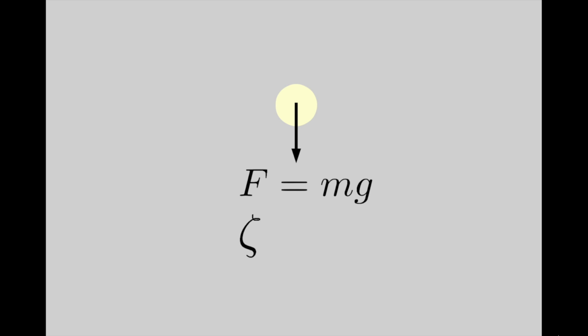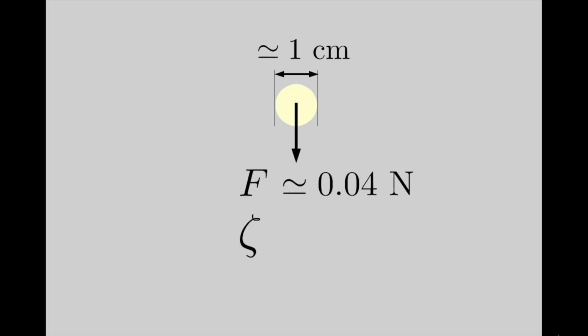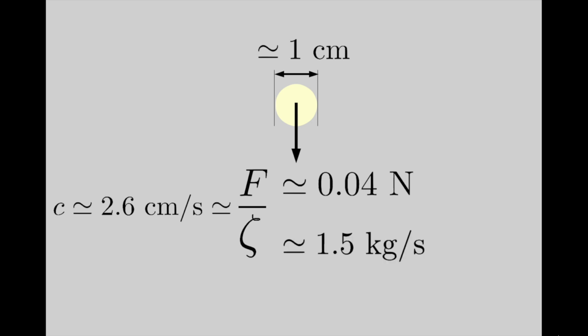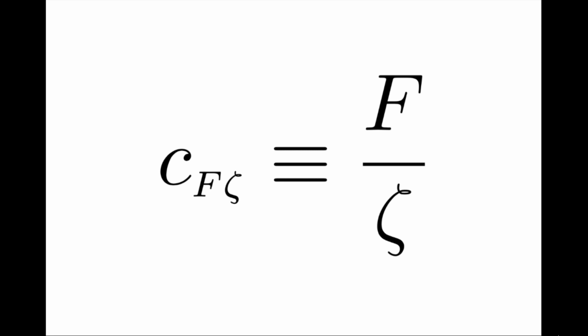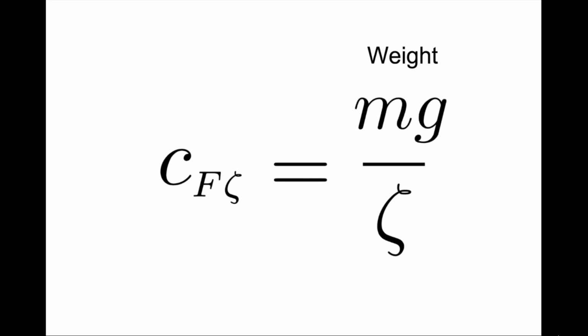For a ball of steel with a diameter of 1 centimeter, the weight is around 0.04 newtons, and the speed in syrup around 2.6 centimeters per second, which is the ratio of the driving force and the friction, which must then be around 1.5 kilograms per second. In this example of passive sedimentation, the driving force is the known weight, and from the speed we can estimate the friction. But in this formula, the force F need not be the weight.